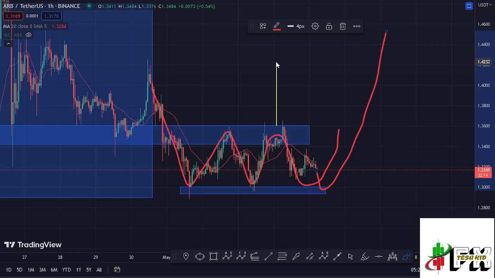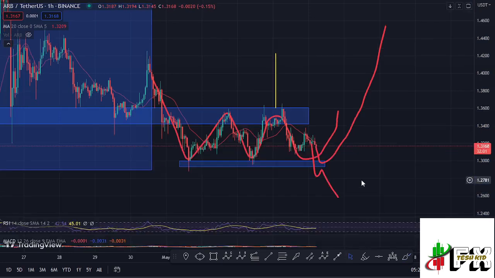But in case we lose that key area of support, then that would be suggesting an even more bearish scenario here on the ARB chart, and I hope that doesn't happen. And that is what I'm expecting here on the short-term scenarios and also on the long-term scenarios.